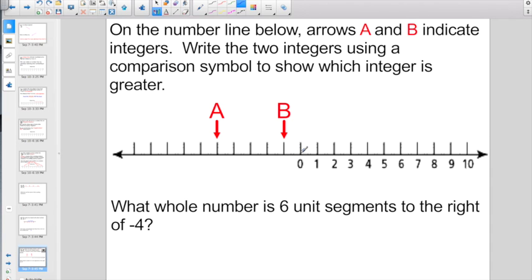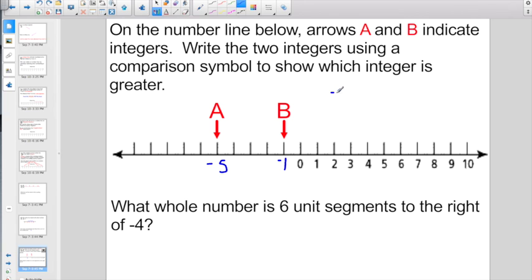So the trickiest part right now, we better figure out what these numbers are. Looks like each line I'm counting by 1. So B would be -1, right? That would be the first one. This would be -2, -3, -4. Looks to me like A would be -5, right?